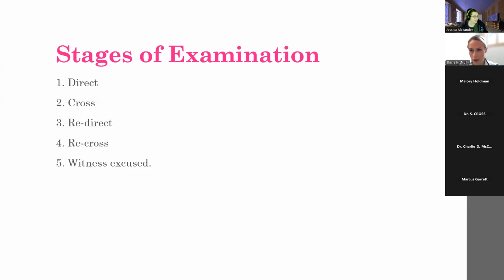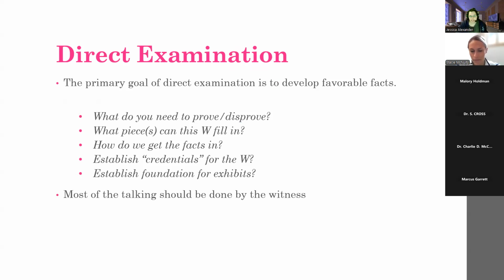Okay. So direct examination. The primary goal is to develop favorable facts. What do we need to prove, or disprove if we're the defense? What pieces of the elements can this witness fill in? How do we get certain facts in? Which witness is better? If a witness has direct knowledge versus indirect knowledge, we might want to do it through one person. We want to establish credentials for the witness. Why are they trustworthy? Why should we believe them? Why does their testimony matter?